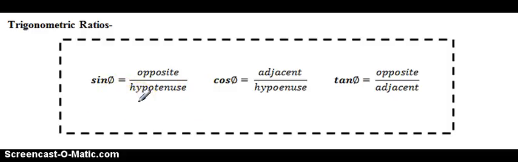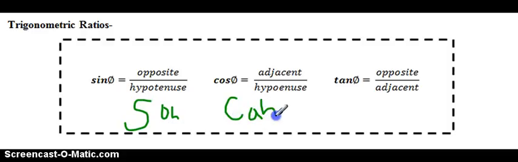A fancy way or an acronym that you could remember: sine is opposite over hypotenuse, cosine is adjacent over hypotenuse, and tan is opposite over adjacent, is SOH CAH TOA. And remember, sine of a certain angle is equal to the opposite over hypotenuse, cosine of a certain angle is equal to the adjacent over hypotenuse, and the tan of a certain angle is equal to the opposite over adjacent.